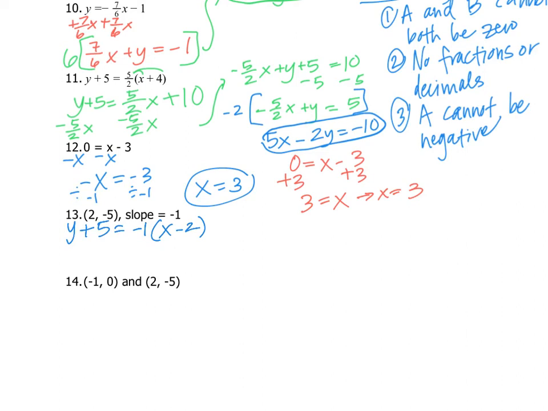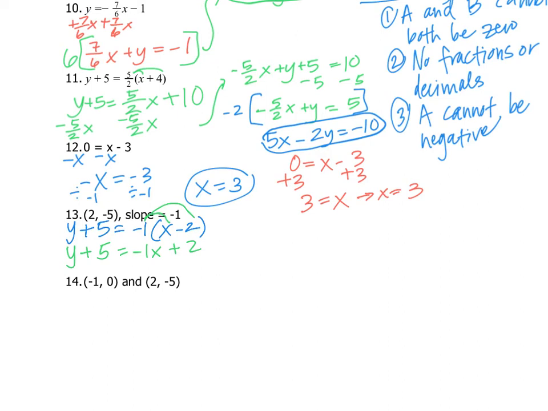Okay, so the first thing I'm going to do is distribute, because I have point slope form and I'm going to a different form, so I can distribute. So I'm distributing that -1, and then I get -1x plus 2, and then on the left-hand side I have y plus 5.